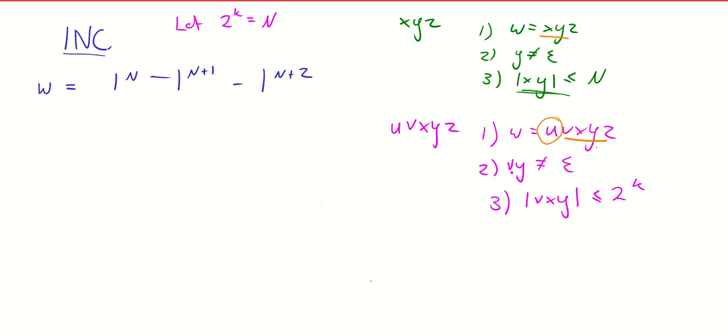So let's try to be systematic. Let's start at the start. Well, our VXY could be in here. Our VXY could be partially in here and partially in here. Because notice that because our first number has n bits in it and our second number has n plus 1 bits in it, we could actually steal like a bunch of bits from the end of our first number and a bunch of bits from the start of our second number.